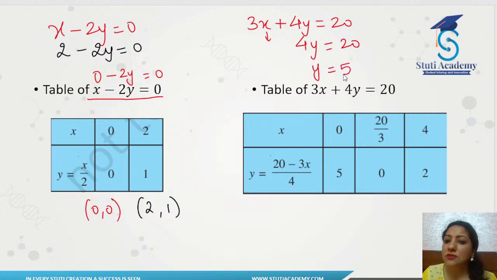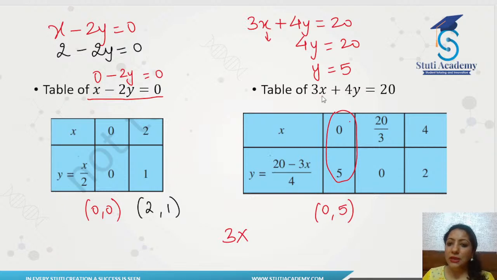Finally, you will get y as 5. So we have (0, 5) here. Let's take this one. Now, if you take x as 20 upon 3, you're going to get 3 into 20 upon 3 plus 4y is equal to 20. And you will cancel out this, and then you will get y as 0. But it's difficult to locate 20 upon 3 on the Cartesian plane. So that's why I've taken another point.